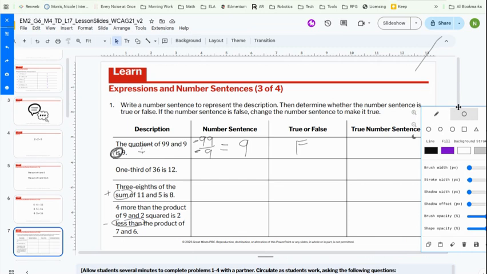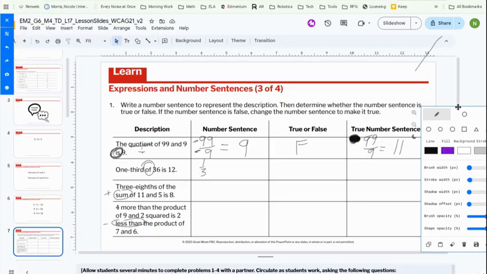Finally. Sorry, guys. So the true number statement would be 99 divided by 9 equals 11. That would be your true number statement. So we're just seeing how do we write it, is it true or false, and how do we fix it.